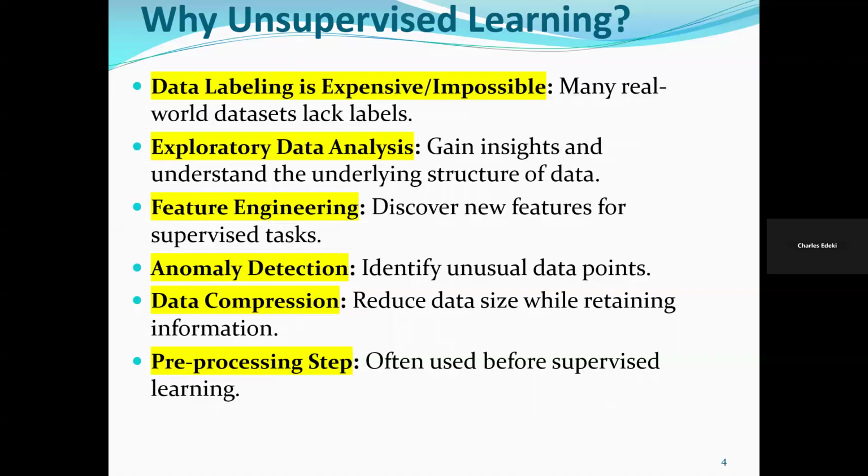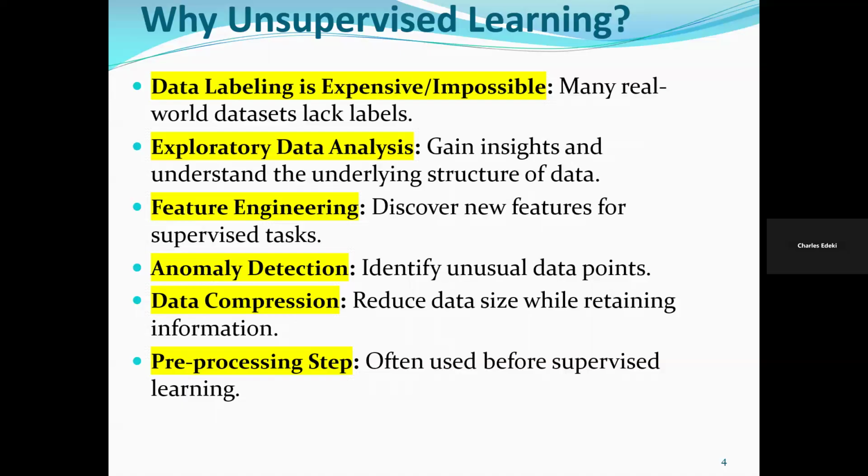Now, with feature engineering, the output of an unsupervised model, for example cluster assignment, or even reduced dimensions, can be used as new features for subsequent supervised learning tasks, as we mentioned earlier. Potentially, the goal is to improve the model performance.